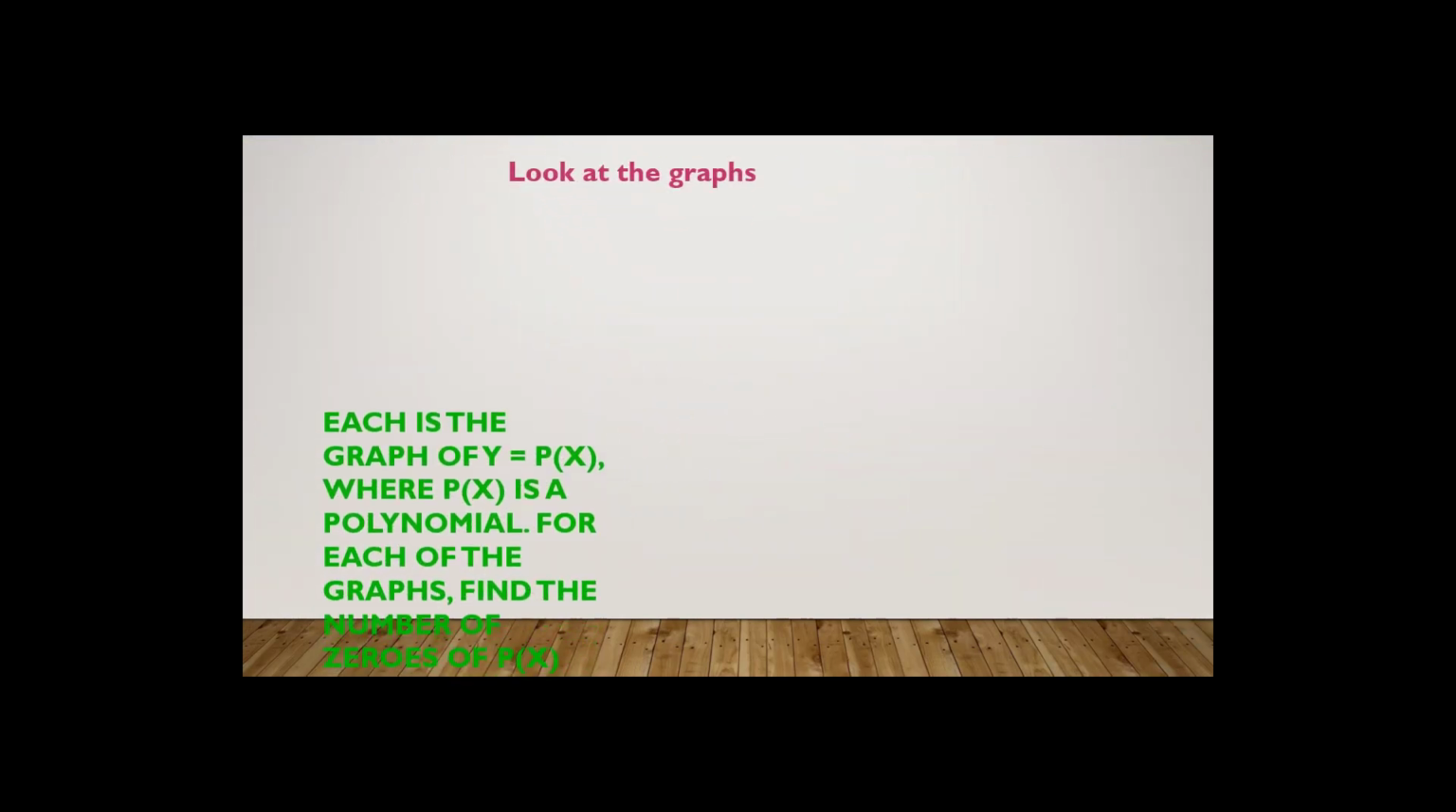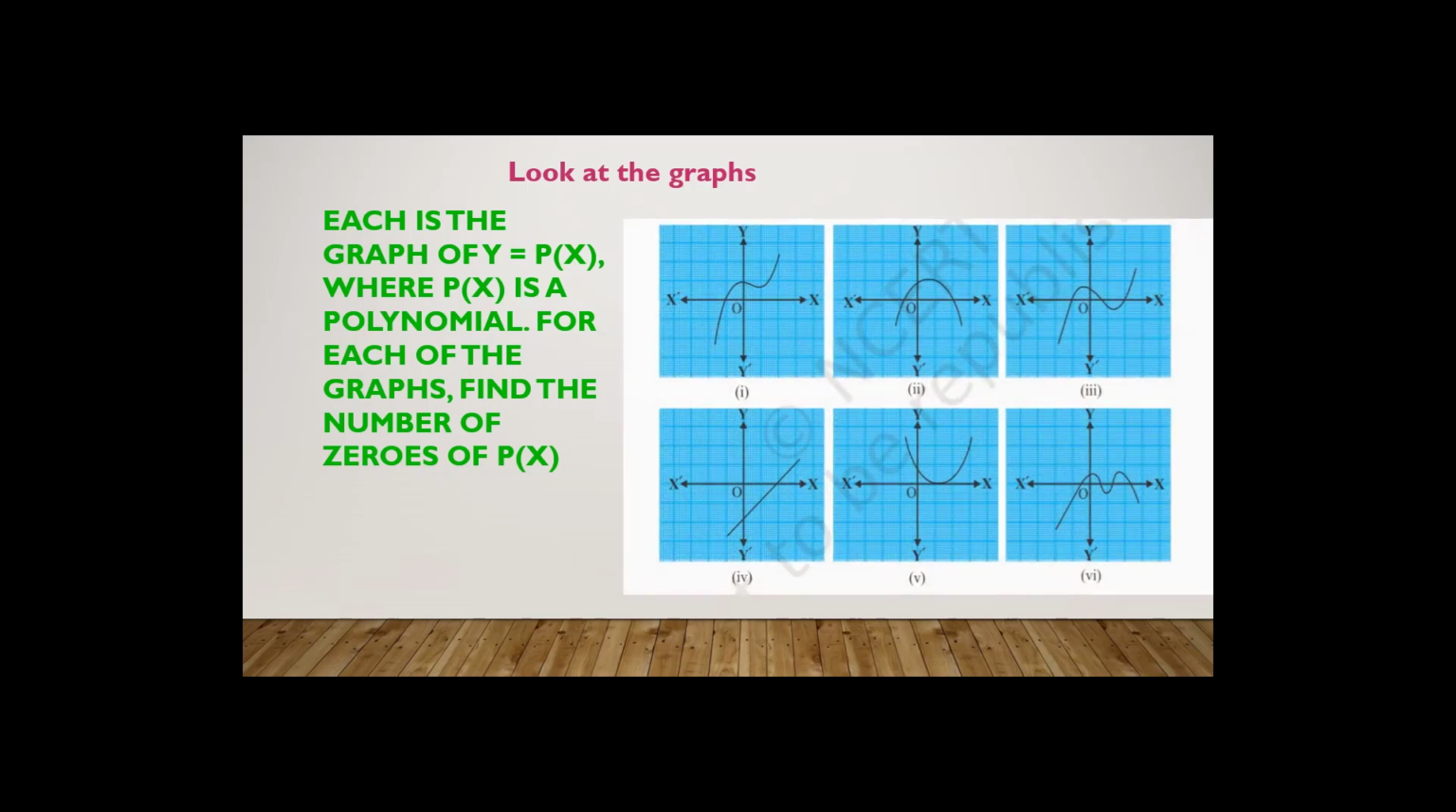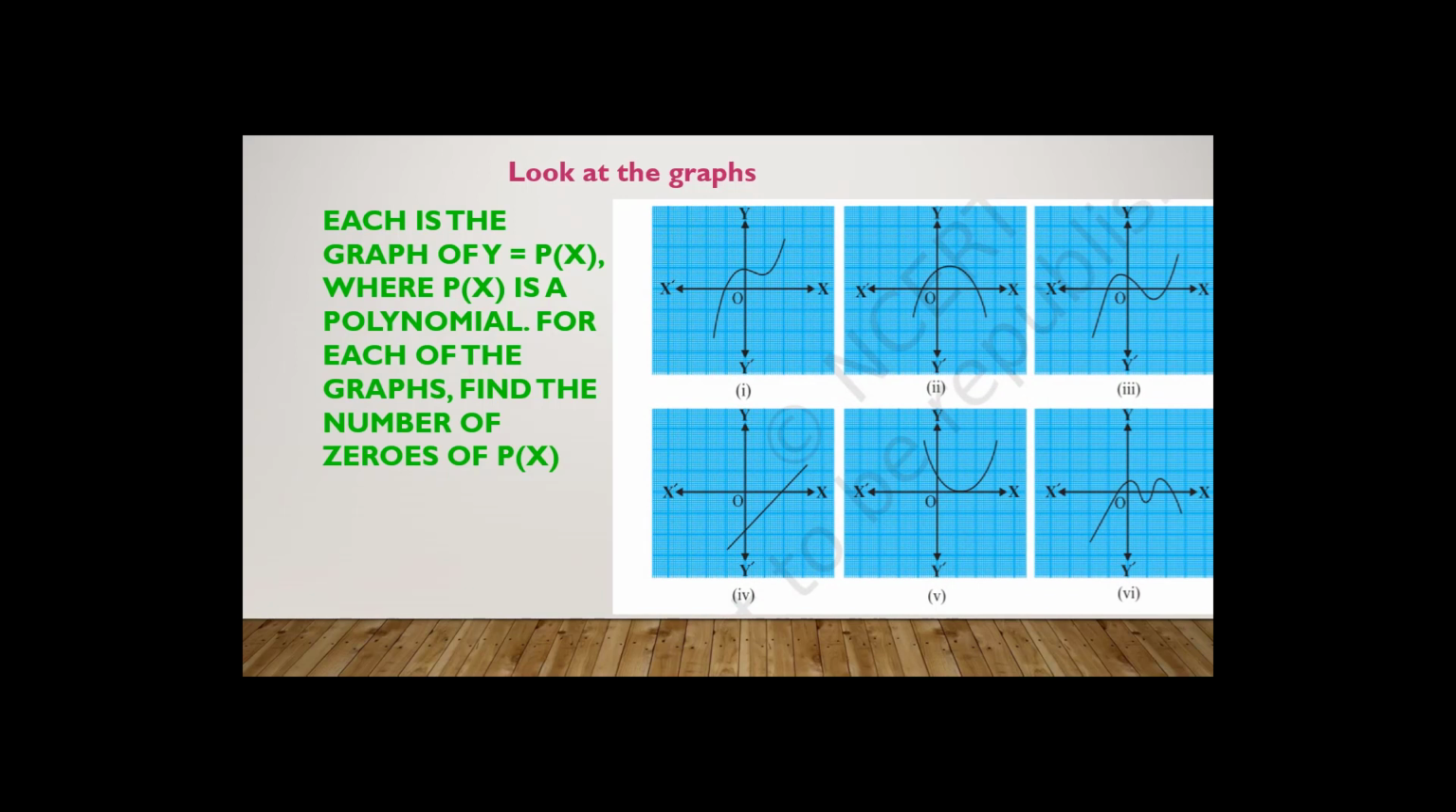I have come up with a few examples for you to practice. Here, each is the graph of y is equal to p of x, where p of x is a polynomial for each of the graphs. Find the number of zeros of p of x in each of these graphs. You try and practice. The solution is available in the next slide. You check your answers with the next slide whether they are right or wrong.